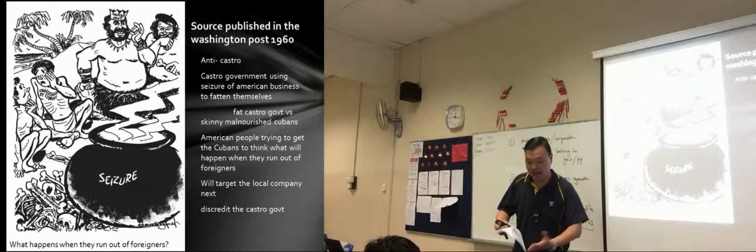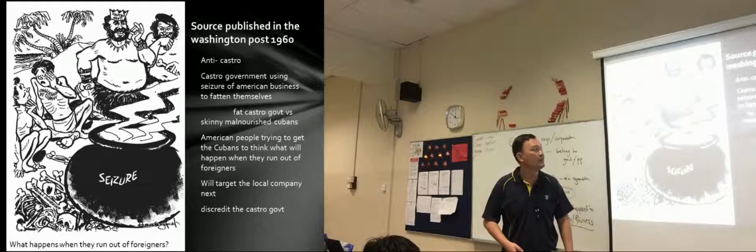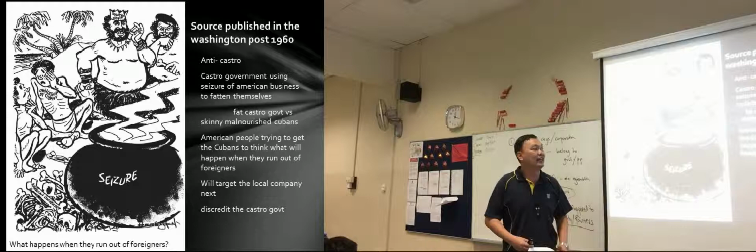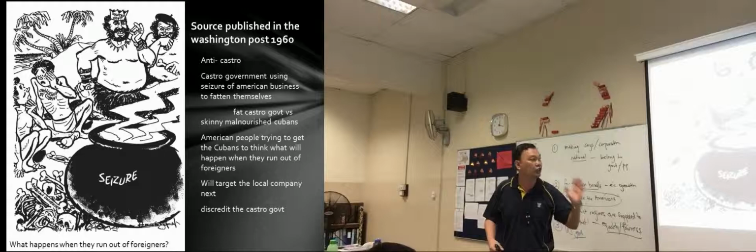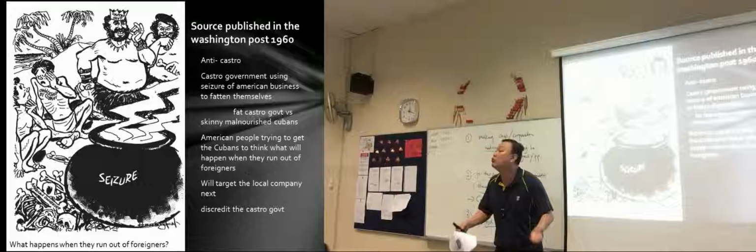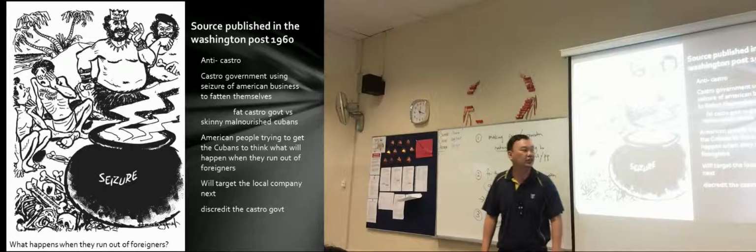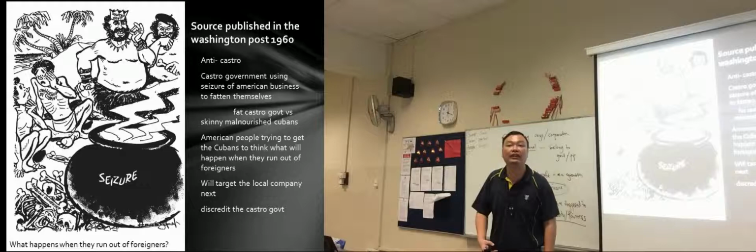So what you see over here is how he actually sees the Castro government, how he actually sees the American businesses fatten themselves. So you can see the fat Castro government versus the skinny, malnourished Cuban. On the other hand, he's also trying to tell the American people, look what happened. At the end of it, once we have finished off the foreigners, you are next. Don't be too happy. Don't think that your government is very nice. And finally, the last part is that they will target the local company. And what he's trying to do is actually to discredit the Castro government.